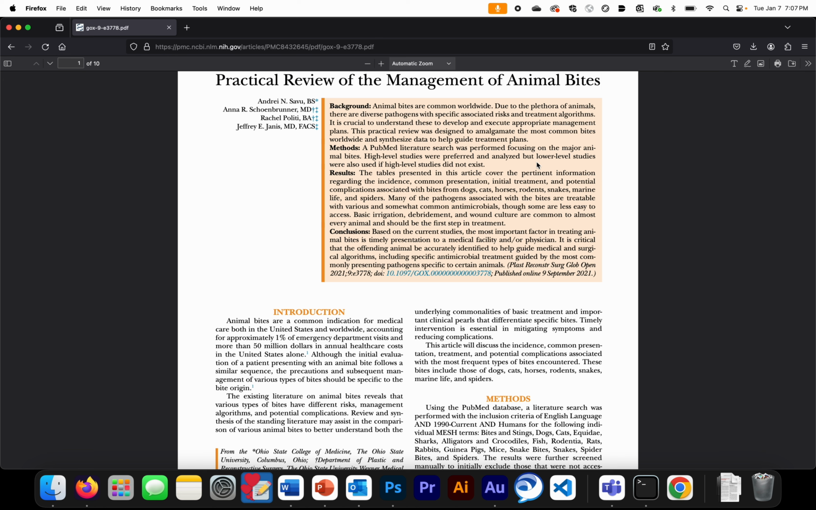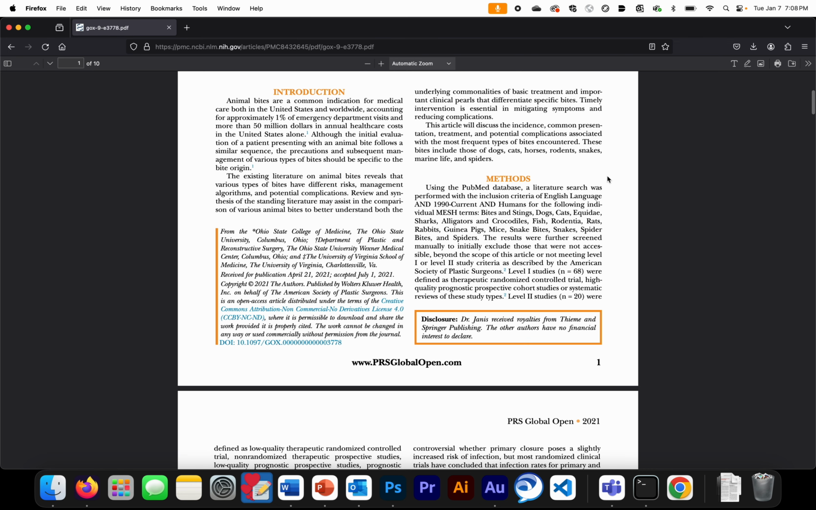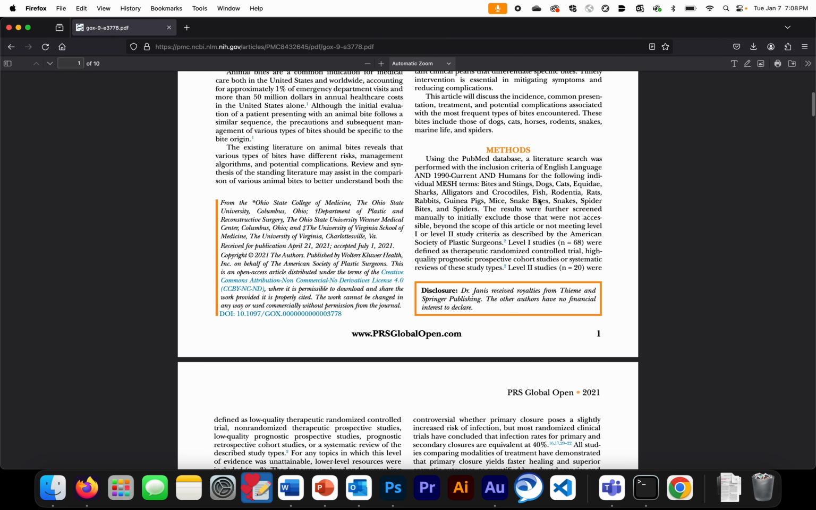They're talking about PubMed, which is a huge database on medical research. The tables they present are going to be discussing different sorts of incidents, and they talk about what that data is about. This includes dogs, cats, horses, rodents, snakes, marine life, and spiders, including different sorts of pathogens associated with it. Then they go finally on conclusions based on what they know of the current studies. Now, the way you get through here, you can go through the database, and right here, take a look.